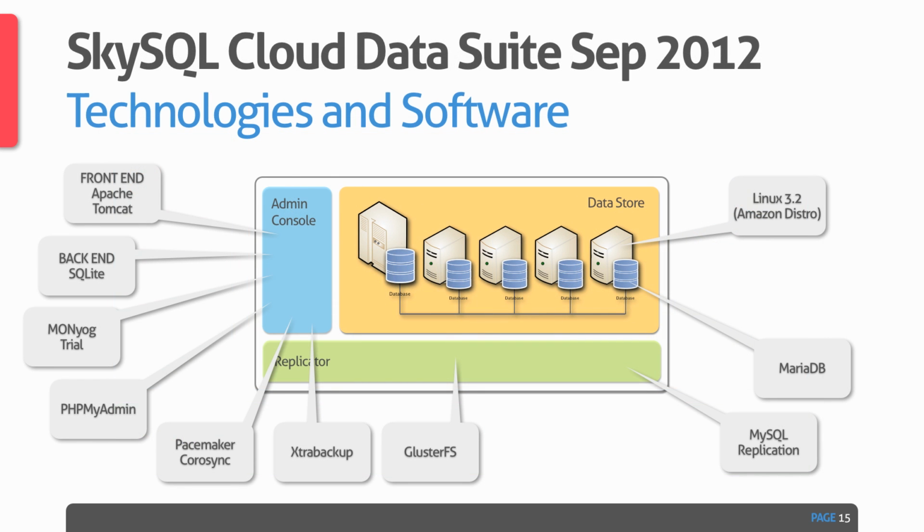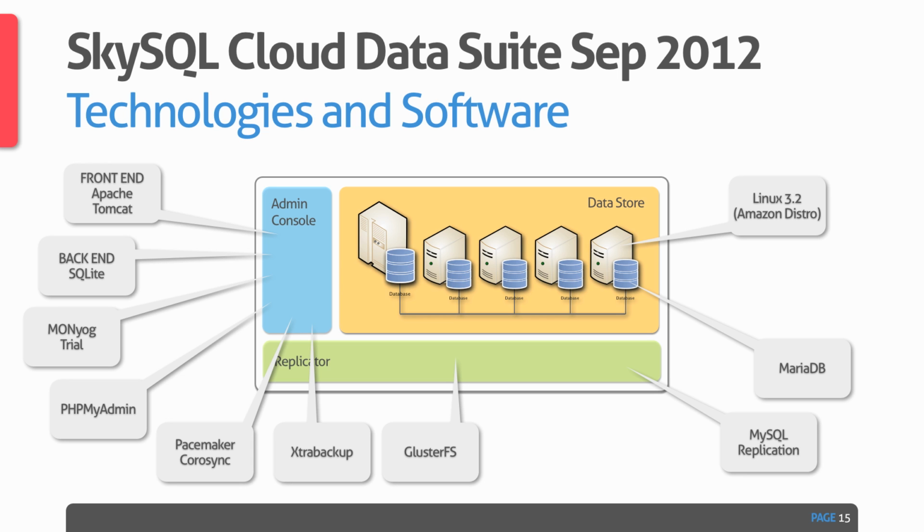Now, the software that we have used is a combination of free software that you can see here. The admin console works with a front end based on Apache Tomcat and a back end based on SQLite. We have also added the Monyog software from Webyog as a trial, and phpMyAdmin for a user interface. Then we have Pacemaker and Corosync as software that we use to manage high availability within the system. Xtrabackup is also used to create backups and stream them automatically to S3.